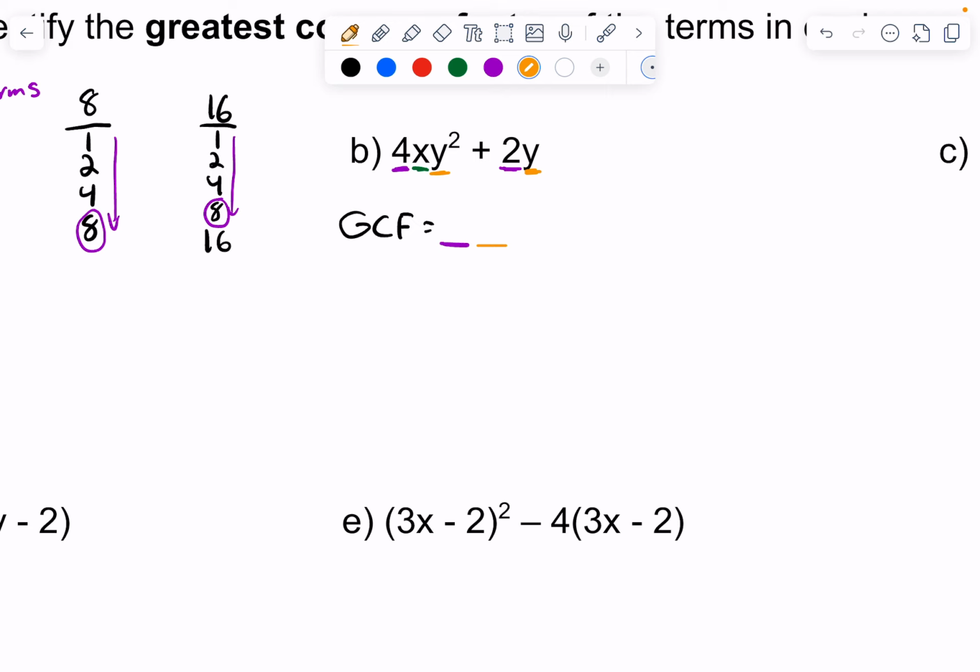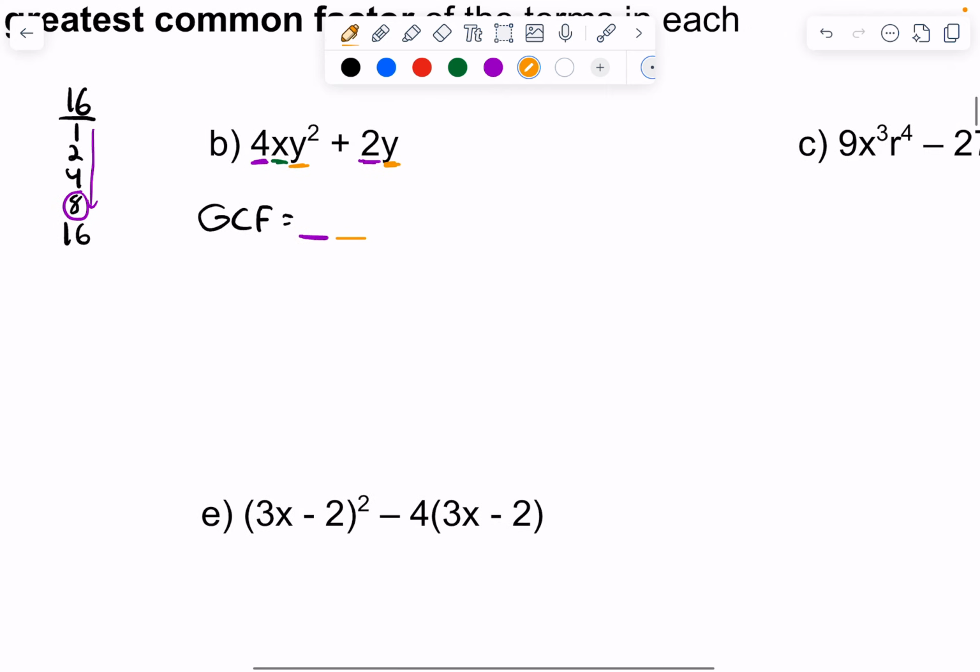When we're looking at the purples, which are the numbers, you're looking for the greatest common factor. When you do your numbers, just think about your multiples again. Listing out 4's multiples, they're 1, 2, and 4. And then 2's multiples are just 1 and 2. So here is the GCF for the numbers: 2.